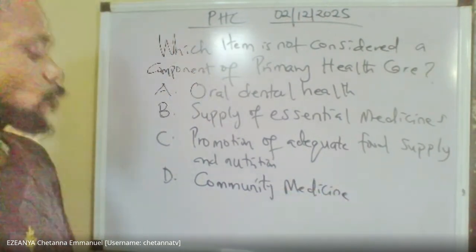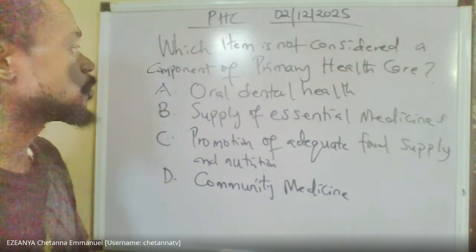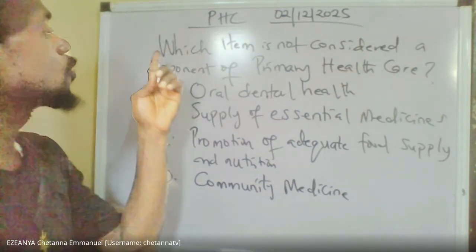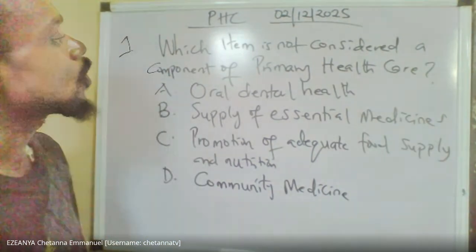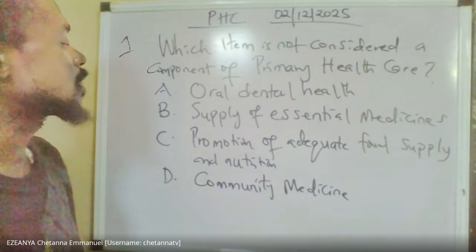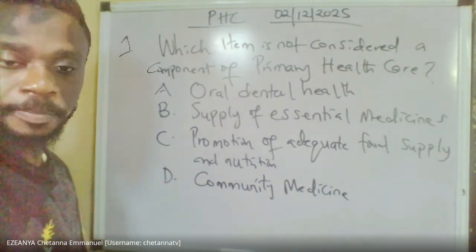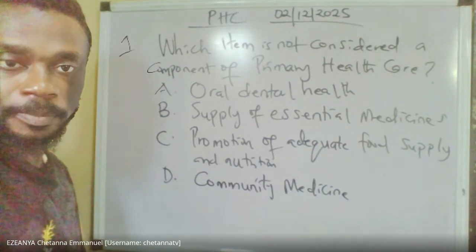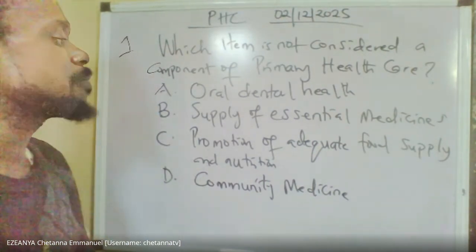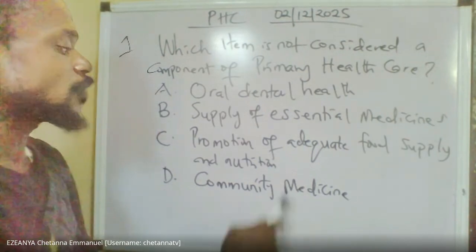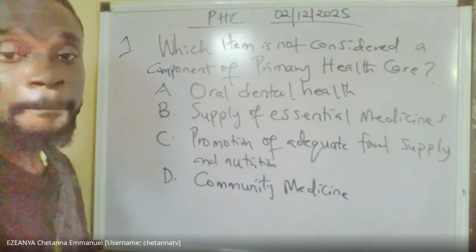All right, that's the question on the board. The question says question 1, which item is not considered a component of primary health care? A, oral dental health. B, supply of essential medicines. C, promotion of adequate food supply and nutrition. D, community medicine.